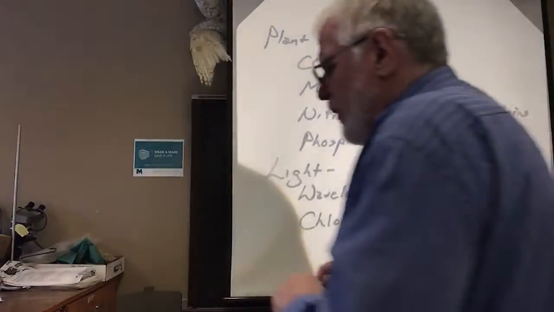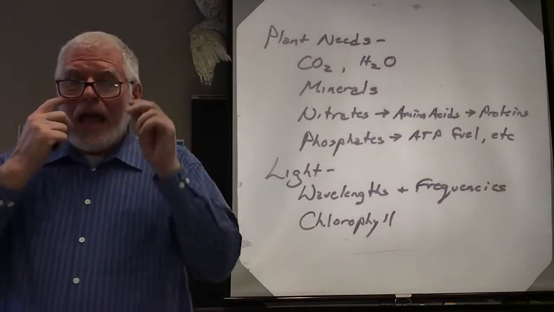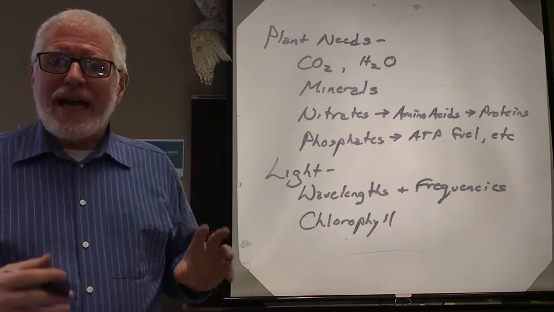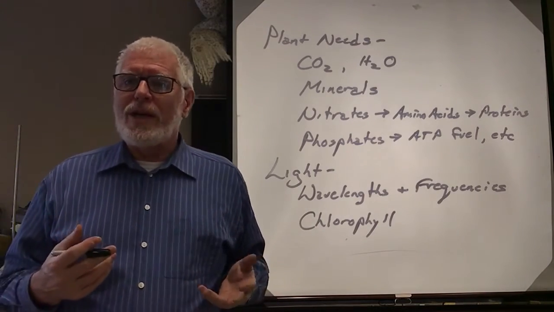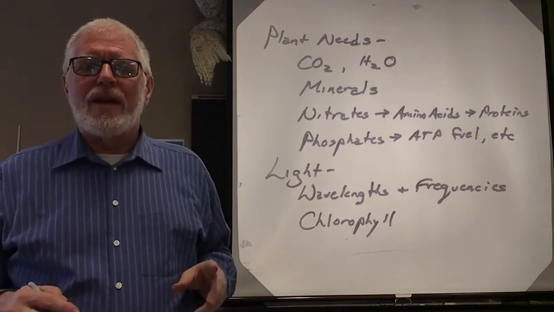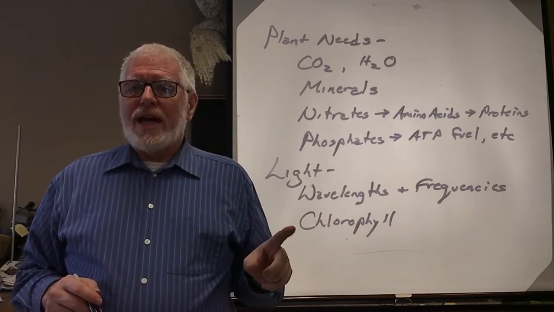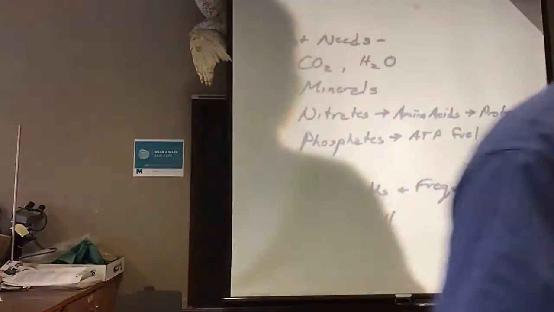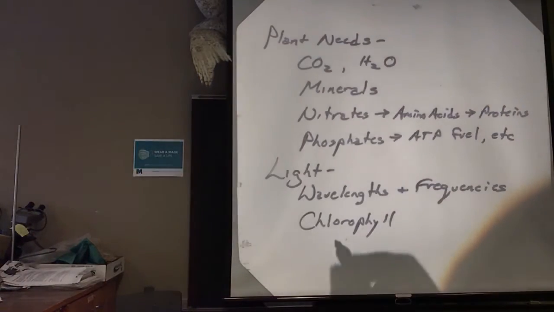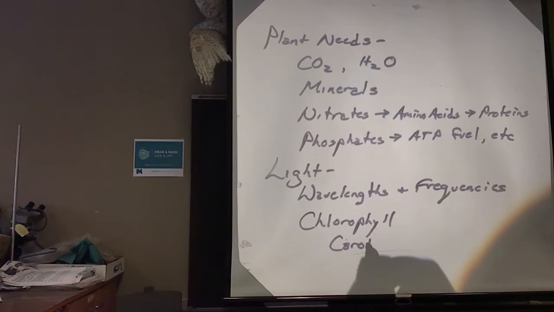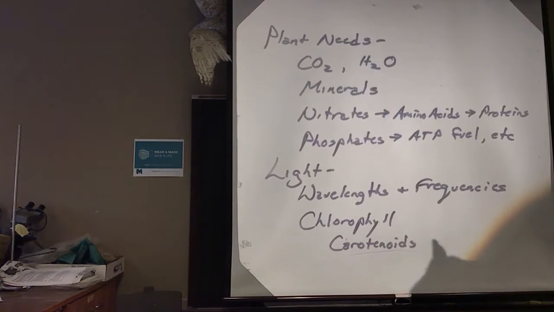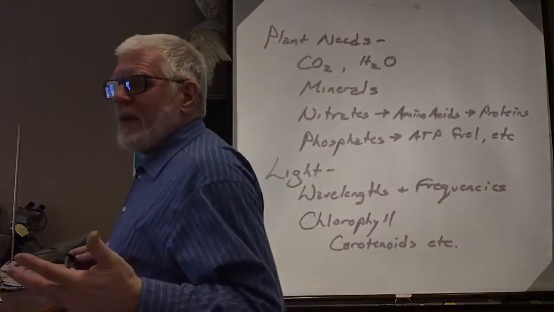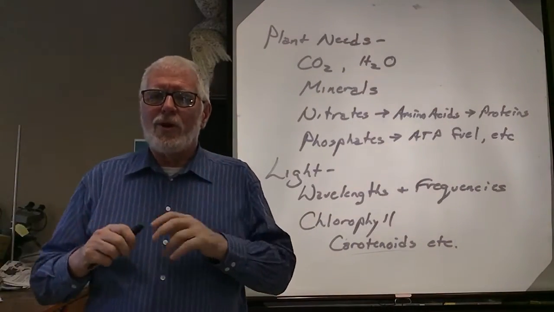The major energy absorber, light absorber in photosynthesis is chlorophyll. We've all heard of chlorophyll. And it looks green because it doesn't absorb green, it bounces the green back out. It's not the only light absorber in plants. There are other pigments, colored materials. The other pigments, a bunch of them are collected under the term carotenoids.